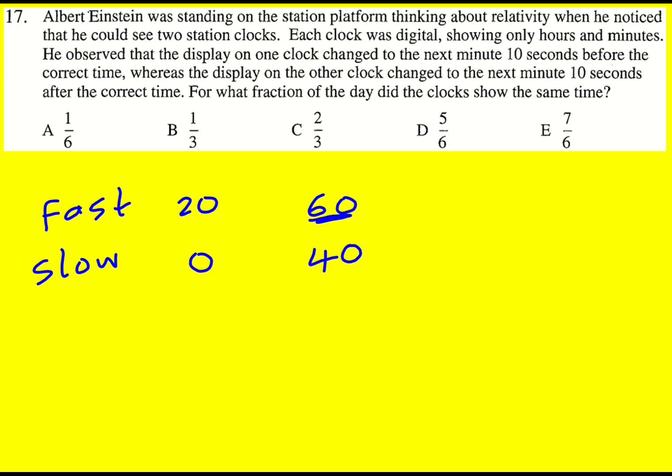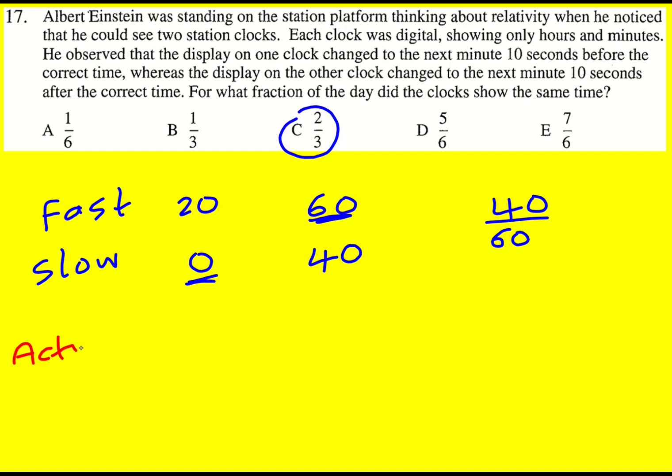after this, the fast clock will have moved on, and before this one, the slow clock will be on the previous minute. So it's 40 seconds out of the 60 that they're going to be in agreement, which is 2/3 of the time. Here's another way to think about it.